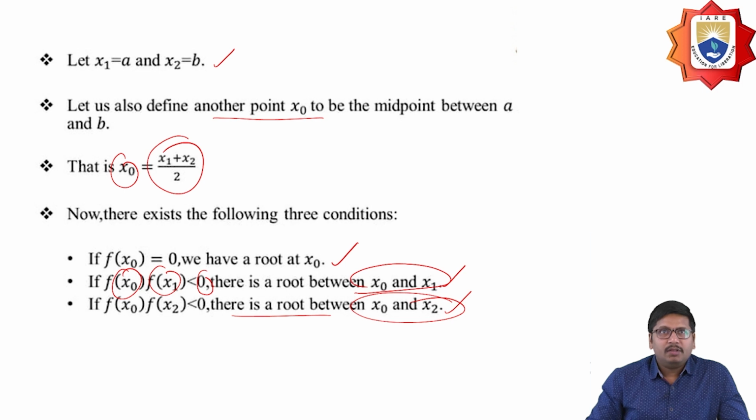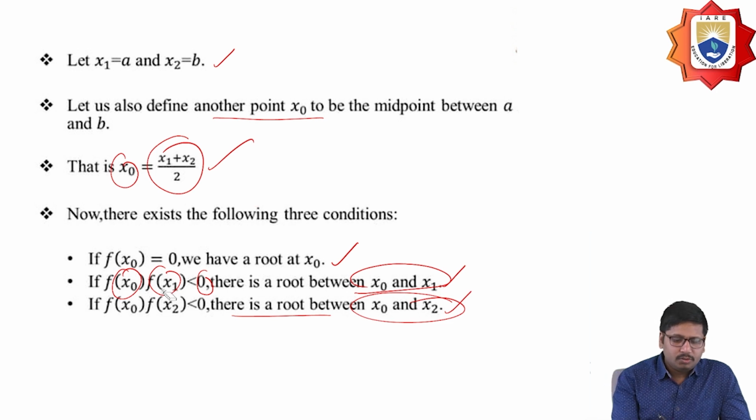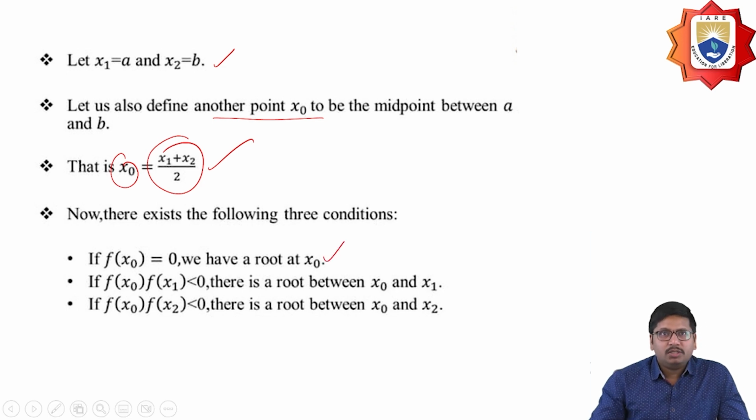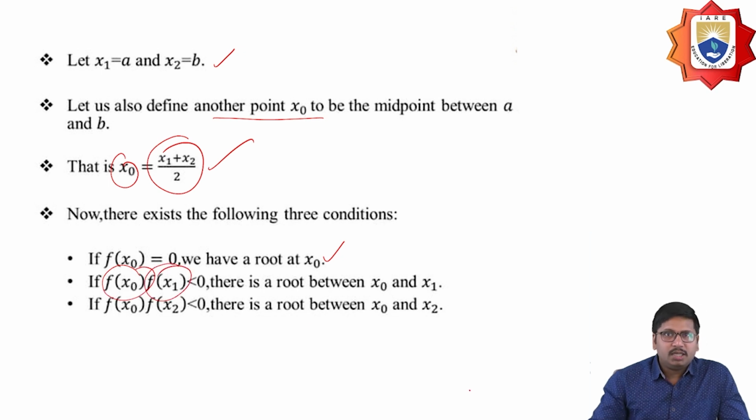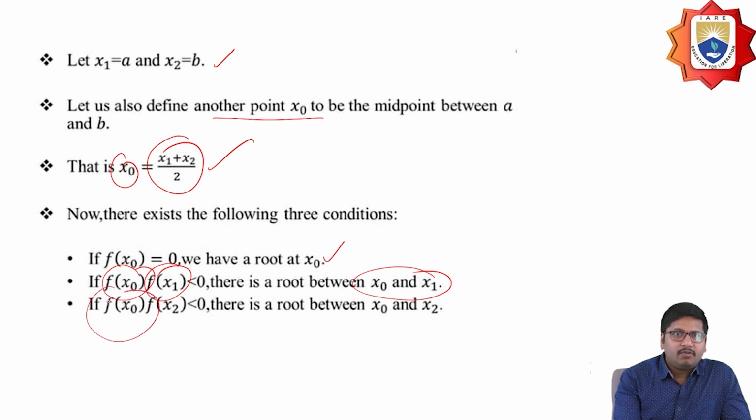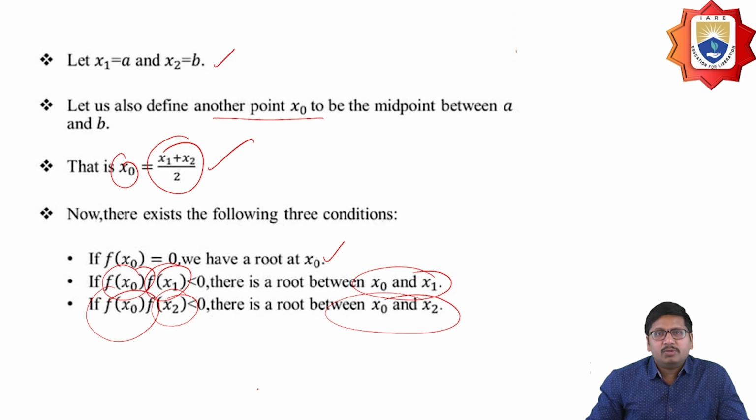Suppose we have x1 equal to a and x2 equal to b, then I have to calculate x0. So x0 is calculated as x1 plus x2 by 2. If f of x0 equals 0, then the root is at x0. Whenever f of x0 times f of x1 is less than 0, then the root is in between x0 and x1. And if f of x0 times f of x2 is less than 0, then the root is in between x0 and x2.